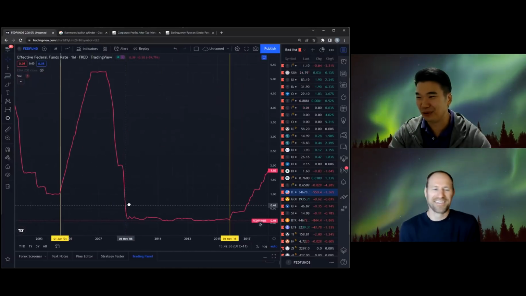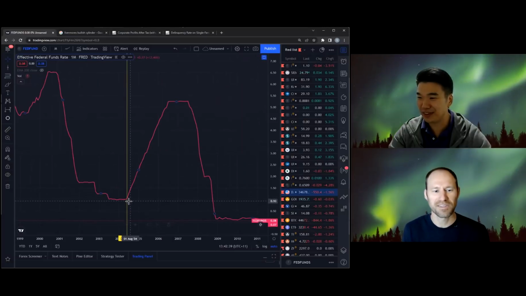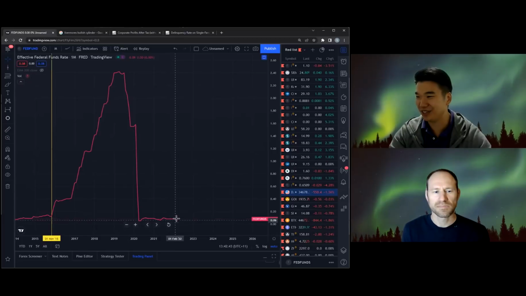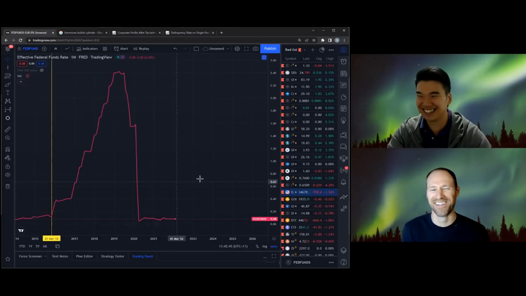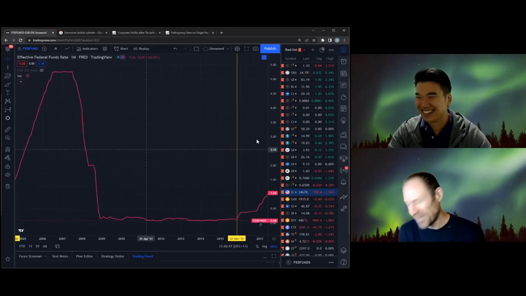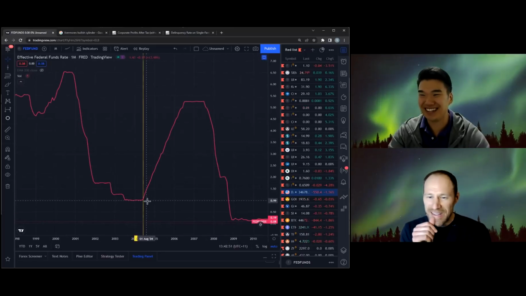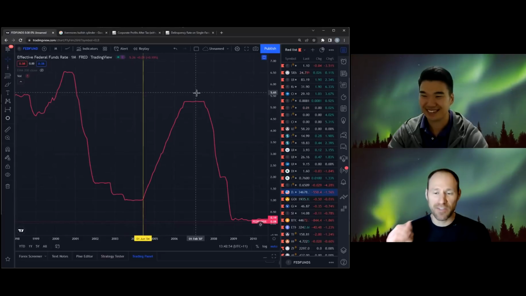So 2004 was when they started raising rates. We've just started raising rates, and you don't even see that on the chart yet. 2004 is when they started raising rates. When was the housing crash? 2008, 4 years later.